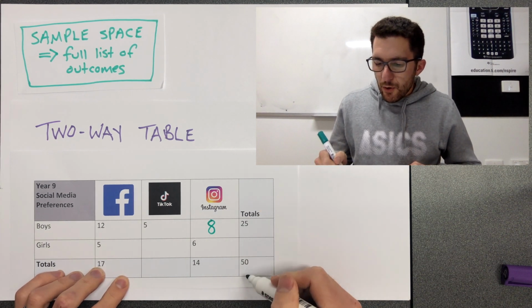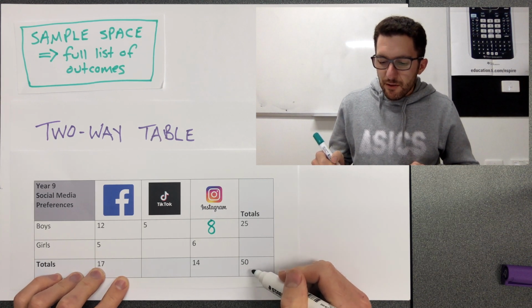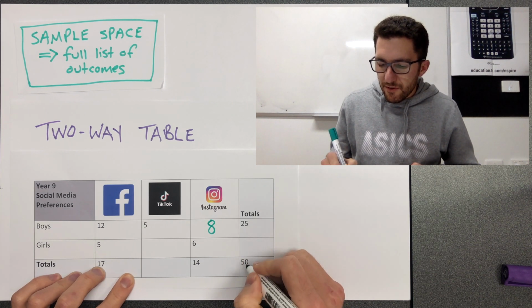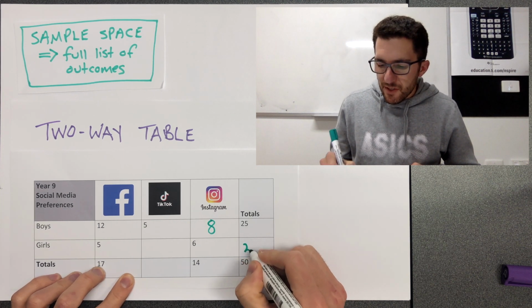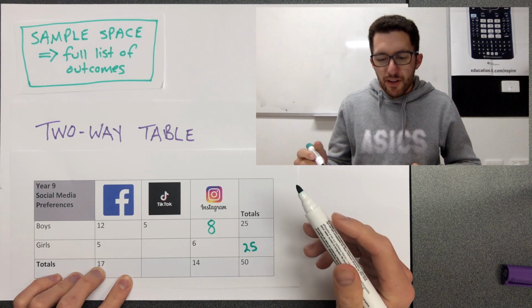Now, we know that all up, 50 students were surveyed. That's what this is telling us here. That's our total. And so 25, there must be another 25 missing. That tells us that there were 25 boys and 25 girls surveyed in this survey.